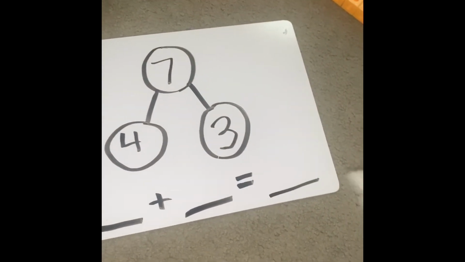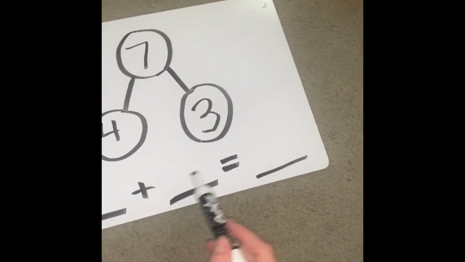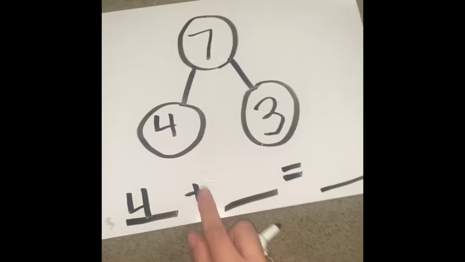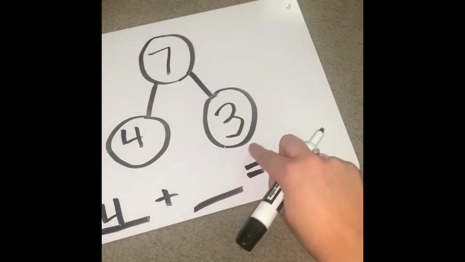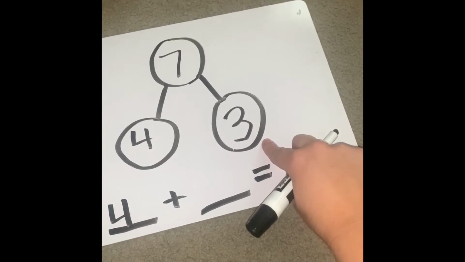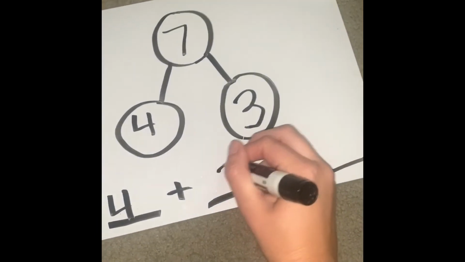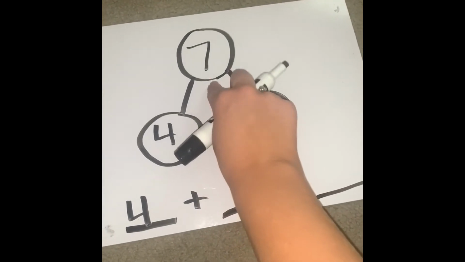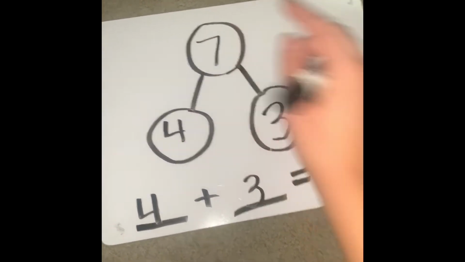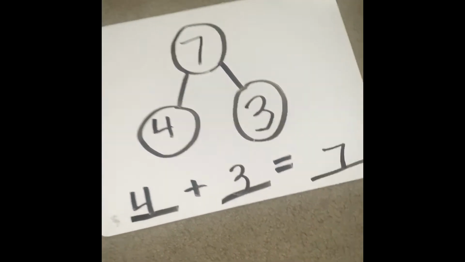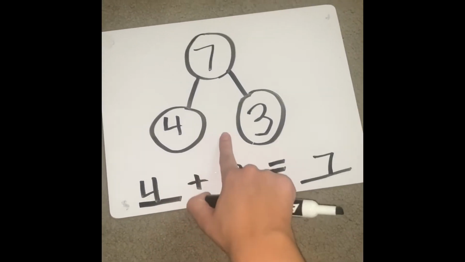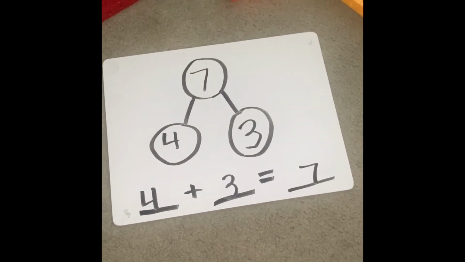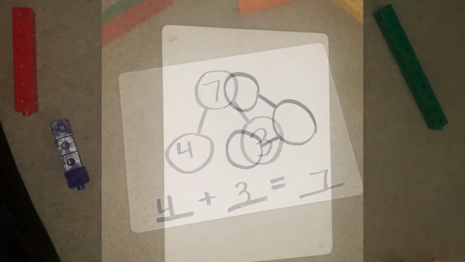So let's see here. One of our parts, you do part, part, whole. One of our parts was 4. We had 4 goldfish plus the other part. What was the other part? 3 equals our whole. And that's the circle by itself. The whole is 7. So on your paper, you should have drawn your number bond, and you should have written 4 plus 3 equals 7. We'll do a couple more of these.